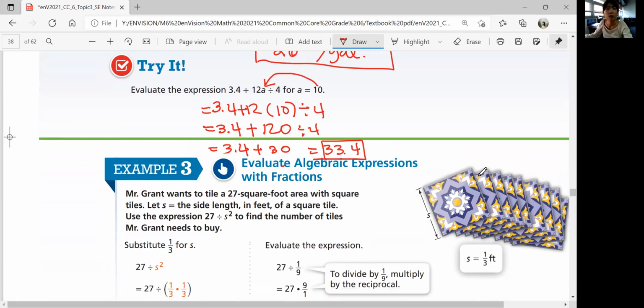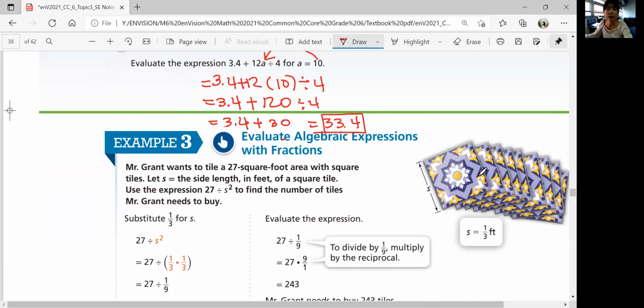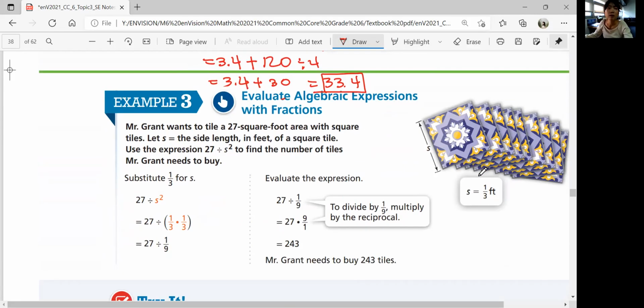Let's look at example 3. Evaluate algebraic expressions with fractions. Mr. Grant wants to tile a 27 square foot area with square tiles. Let S be the side length in feet of a square tile. Okay, note S is side length in feet. That's your S. Okay, use the expression 27 divided by S squared to find the number of tiles Mr. Grant needs to buy.